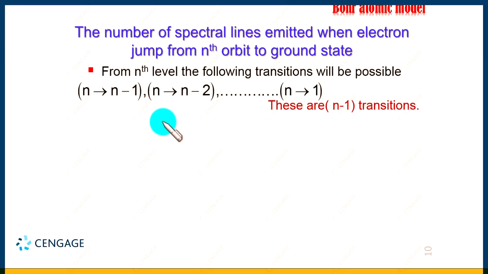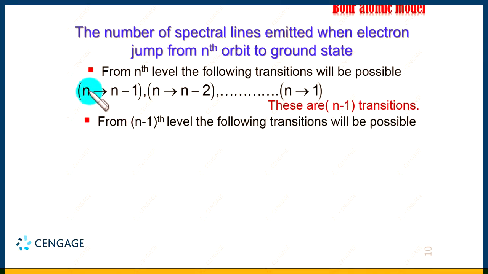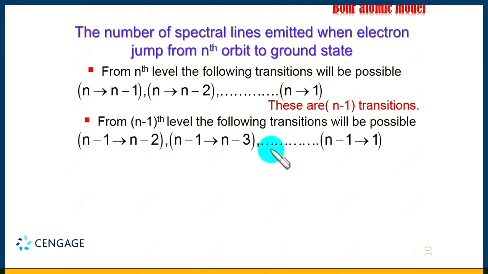Now, let us find the number of the possibilities when electron starts moving from n minus 1, that is the (n minus 1)th level, to n equal to 1, that is the ground level. Number of the possibilities will be, in place of n we can substitute n minus 1, here will be n minus 2, here n minus 1 to n minus 3, and like this, and finally n minus 1 to 1. And if we count here, there will be n minus 2 transitions, right.